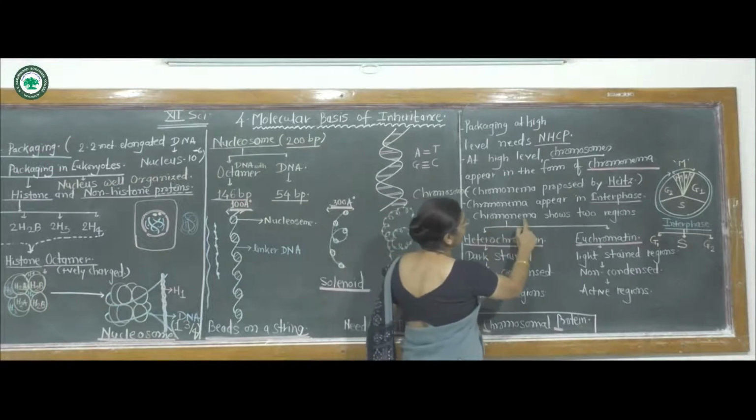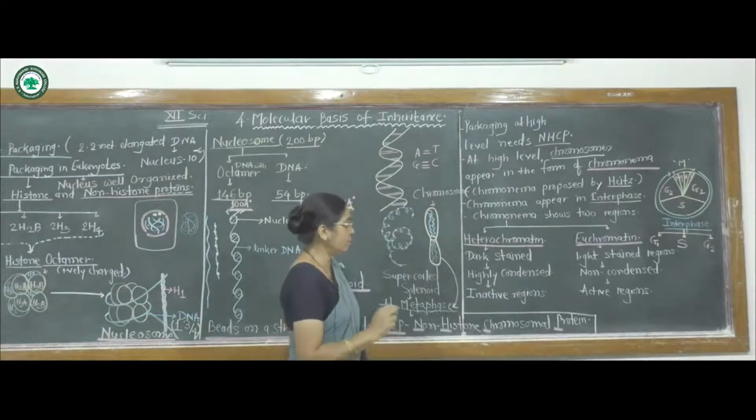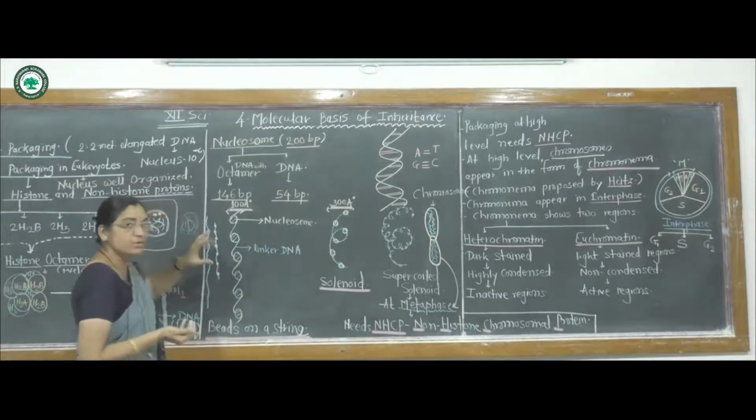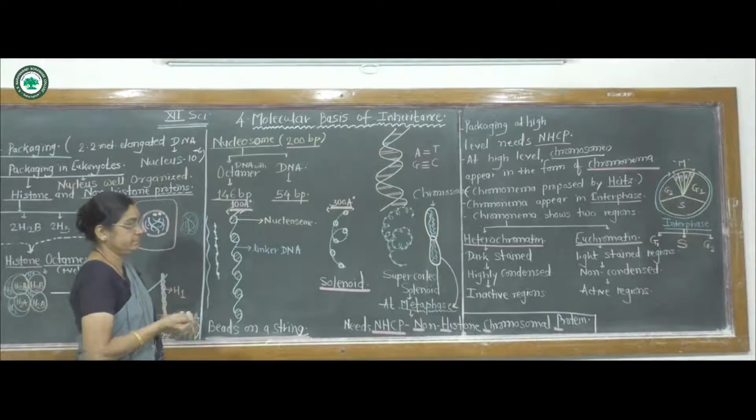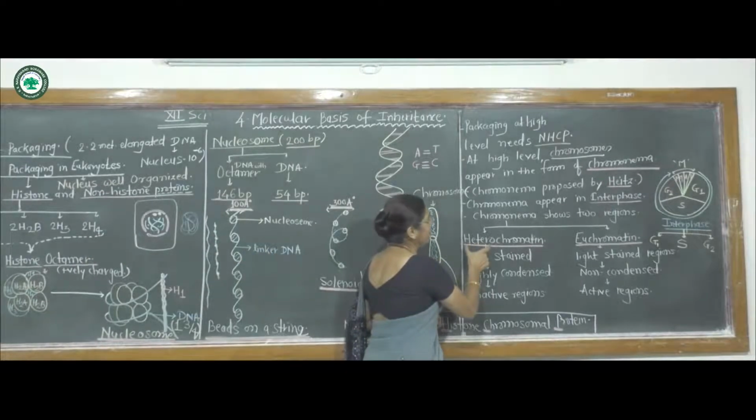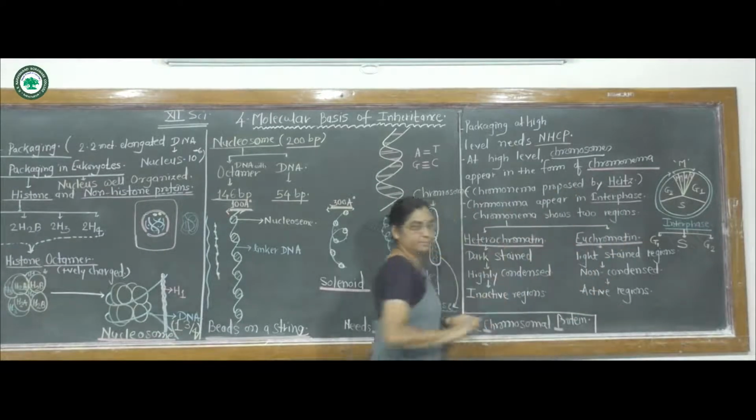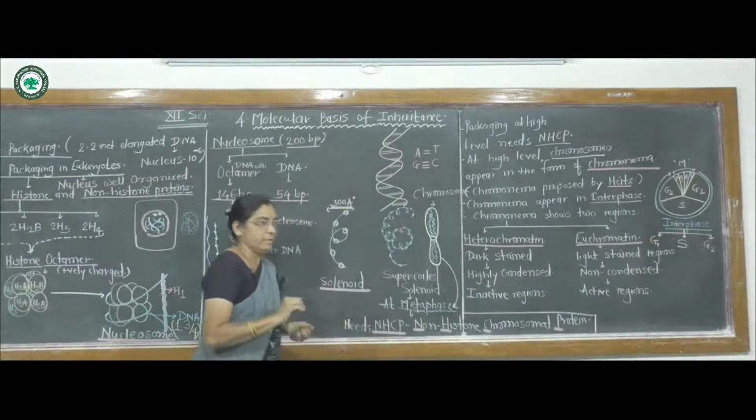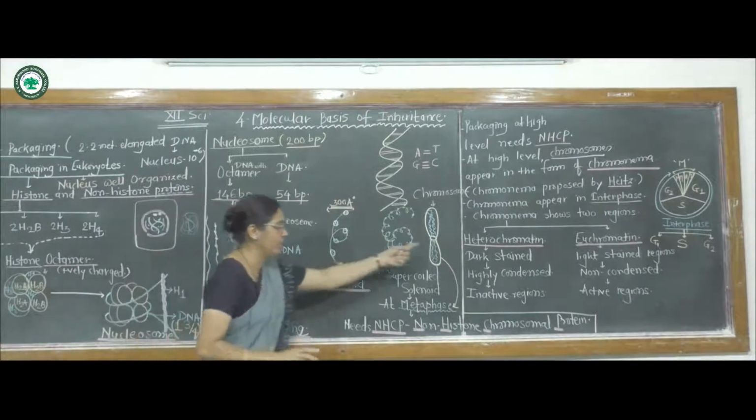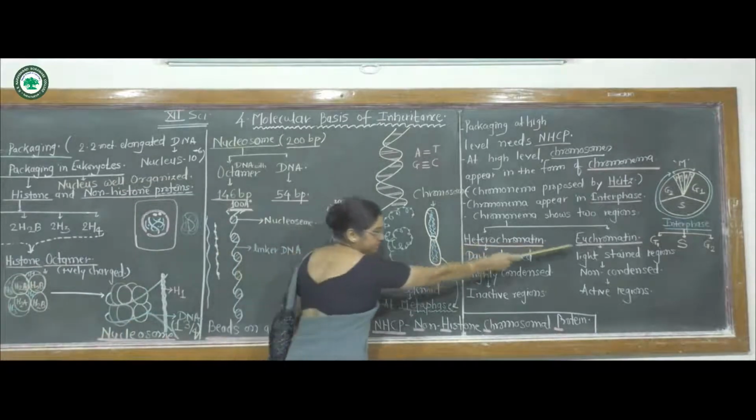Then here chromonema shows 2 regions. The chromonema, that means the chromatin network, shows the 2 regions. The 2 regions termed as heterochromatin and euchromatin. The chromonema shows 2 regions as heterochromatin and the euchromatin.